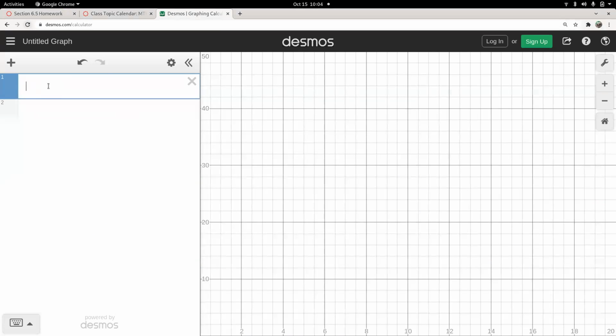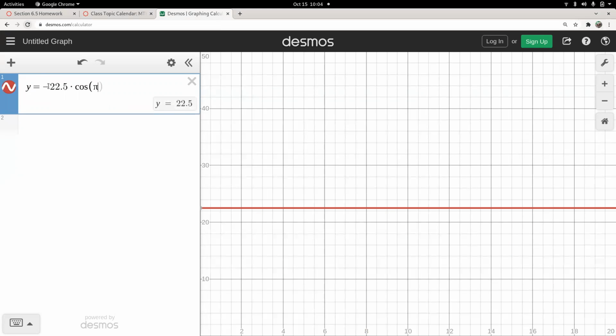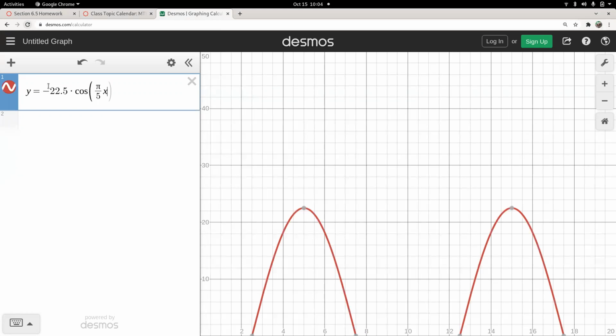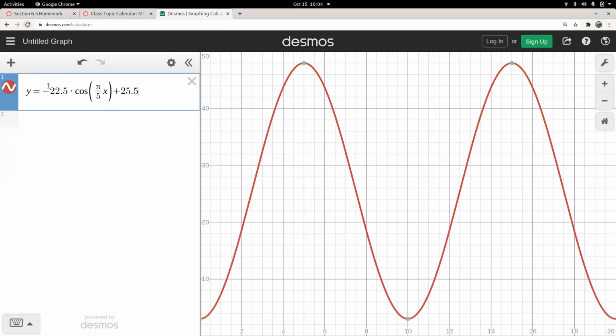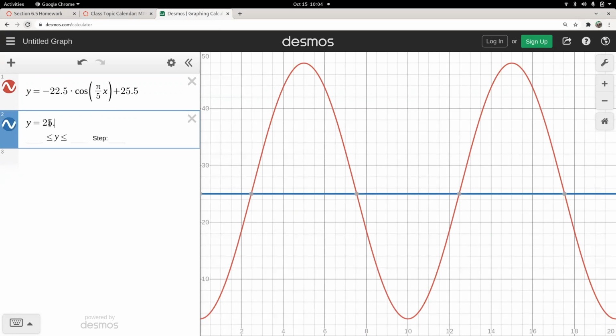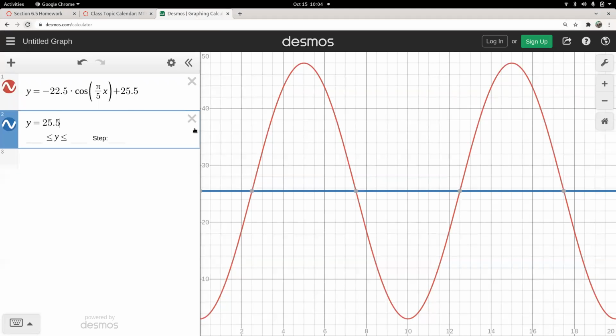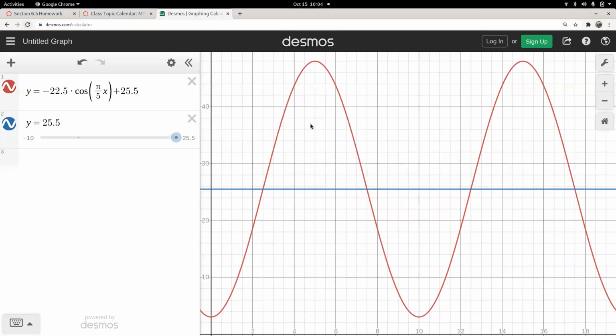And I think this should be y equals negative 22.5, the radius, the amplitude, times the cosine of pi over 5 x, no shift horizontally, but I do need to shift it up vertically to get that radius plus 3, 25.5. So that should be my graph there. Let's graph the midline, y equals 25.5, see if that's in the middle. Cool. And I just want to pull this over a little bit.